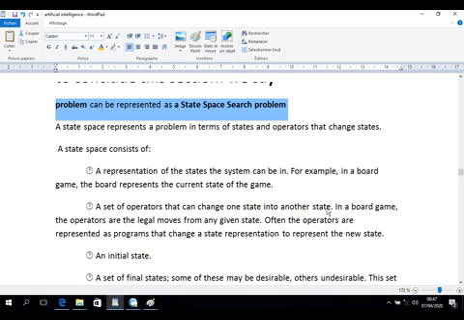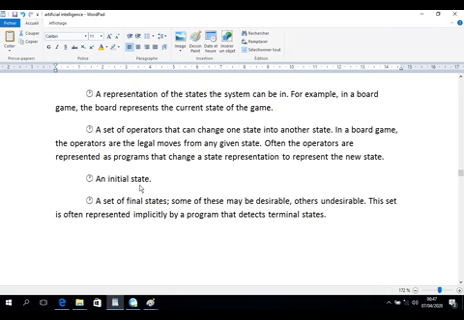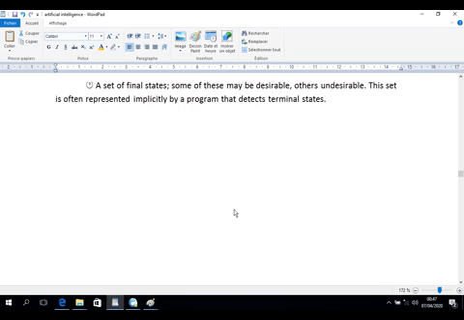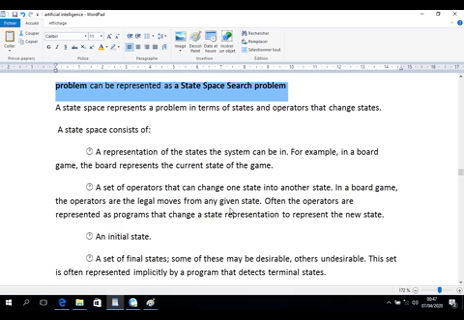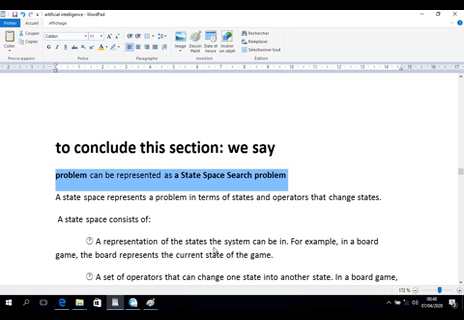For example, in the board game, the operators are the moves up, down, left, and right. An initial state, a set of final states. And we need a search control strategy to solve the problem.